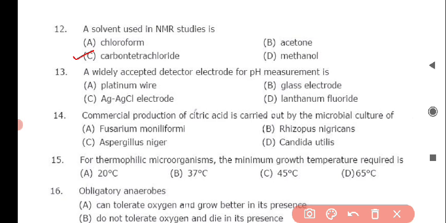Next question is a widely accepted detector electrode for pH measurement is, and the correct answer is option C, Ag/AgCl electrode. Next question, commercial production of citric acid is carried out by the microbial culture of, and the correct answer is option C, Aspergillus niger. Next question is for thermophilic microorganisms the minimum growth temperature required is, and the correct answer for this question is option D, 65 degrees Celsius.